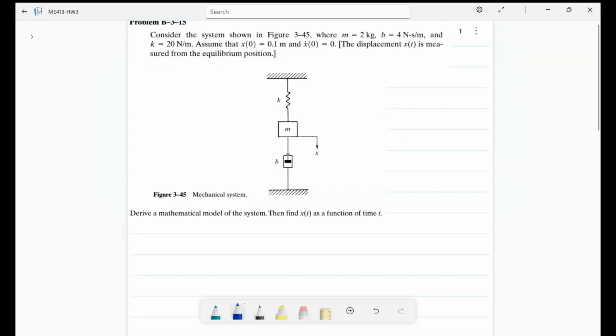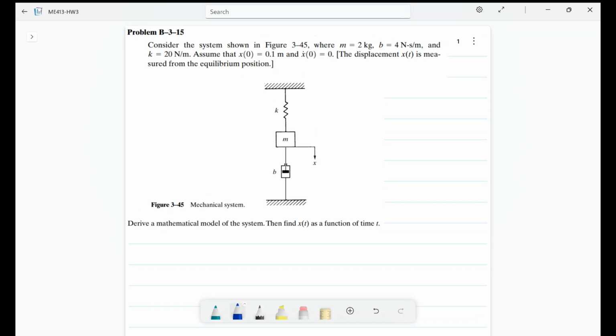Today inshallah we will solve problem 15 from chapter 3, and the question says consider the system shown in figure 45 where m equal 2 kilogram, b equal 4 newton second per meter, and k equal 20 newton per meter. Assume that x at 0 equal 0.1 meter and x dot at 0 equal 0. The displacement x(t) is measured from the equilibrium position. And the question is asking us to derive the mathematical model of the system, then find x(t) as a function of time.